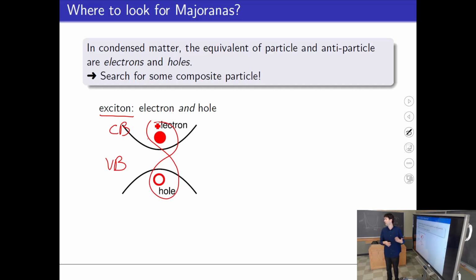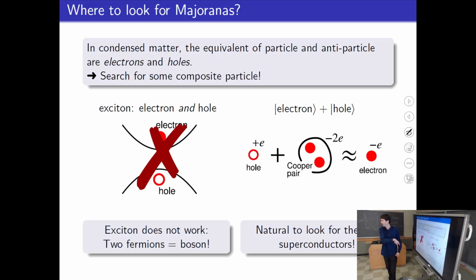They can actually be their own antiparticles. For example, the photon is its own antiparticle. That's not so interesting. We are looking for a fermion which is its own antiparticle. So this does not work. And a much better place to look for these is inside of superconductors. So not semiconductors, but superconductors.